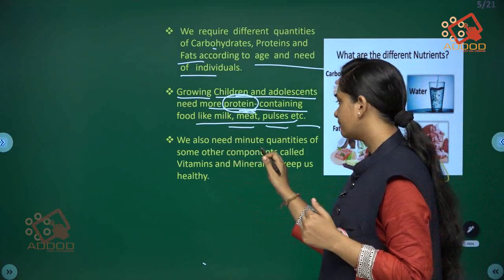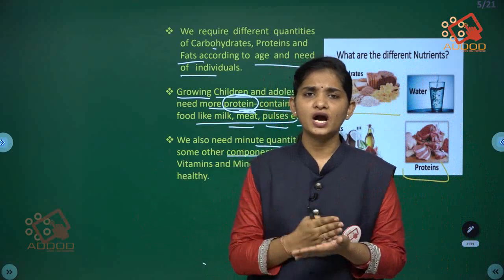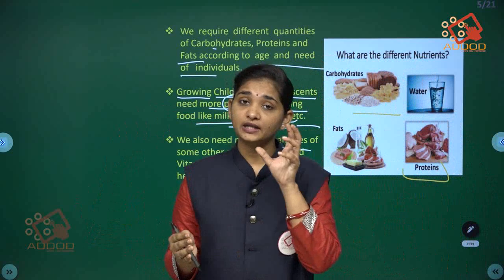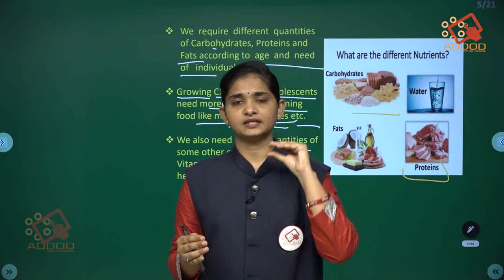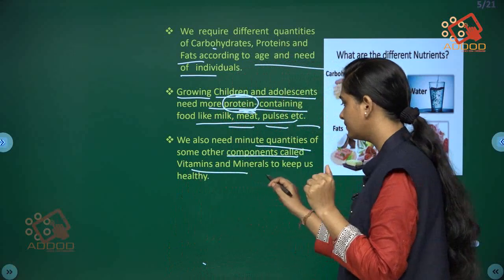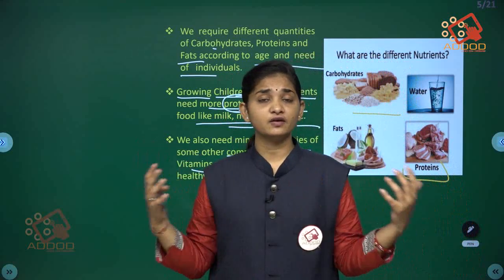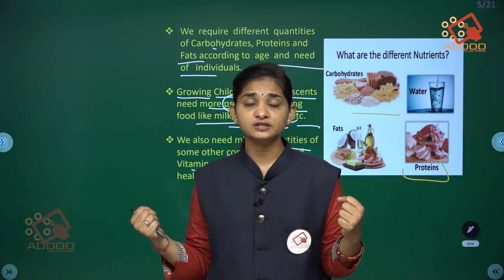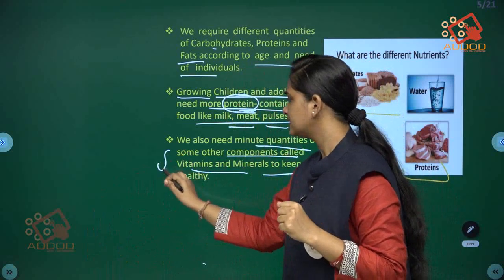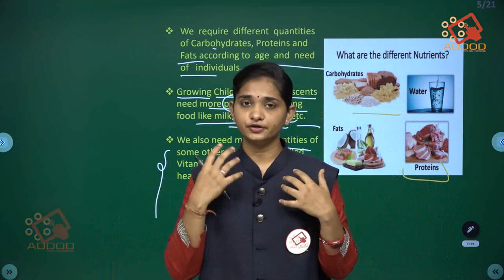Then we also need minute quantities of some other components. Here we have spoken a lot about carbohydrates, proteins, fats, water, but apart from this we have some other items too, which are required in very small amounts in our body. So what are those items called? They are nothing but vitamins and minerals. Your mother might be saying, you should have a lot of foods, you'll get a lot of energy, you'll get a lot of vitamins. They are a smaller quantity of components which are required for you to be healthy, which is very important for your health.